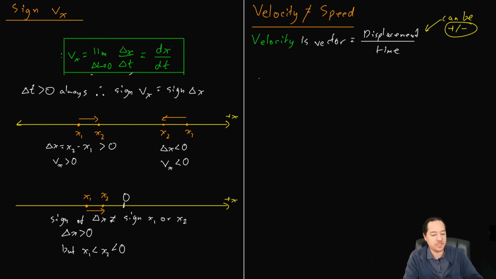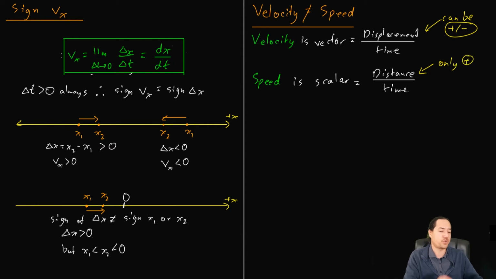Now this is different from speed. Okay, speed is a scalar. And we're going to calculate it by taking distance over time. And the thing with distance is you can't have negative distance. Yeah, I guess you could have zero distance, so it could be zero. But other than that, it's only going to be positive. You can only traverse some positive amount of distance. And so speed will never have a sign associated with it because it is not a vector, it is a scalar.